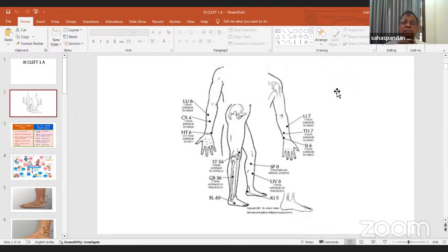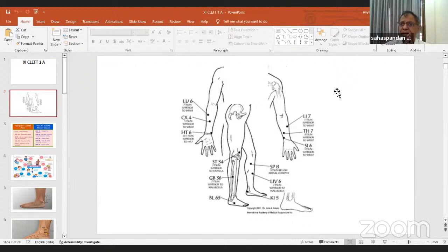Okay. So in the lower extremities, in the foot, the yang meridians are bladder, gallbladder, and stomach. Each of these meridians has a Xi-Cleft point. In the urinary bladder meridian it is UB63, in the gallbladder meridian GB36, and in the stomach meridian ST34.